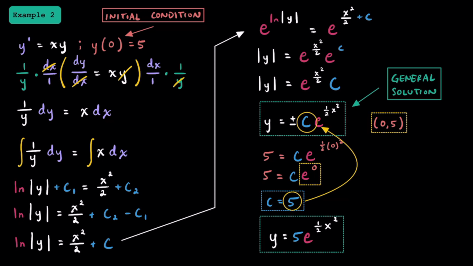And just a quick recap, start off by ignoring your initial condition, separate your x's and y's, integrate both sides, don't forget your constant, do a bit of algebra, which included exponentiating to find your general solution, then use your initial condition to find your constant, and you'll end up with your specific equation.